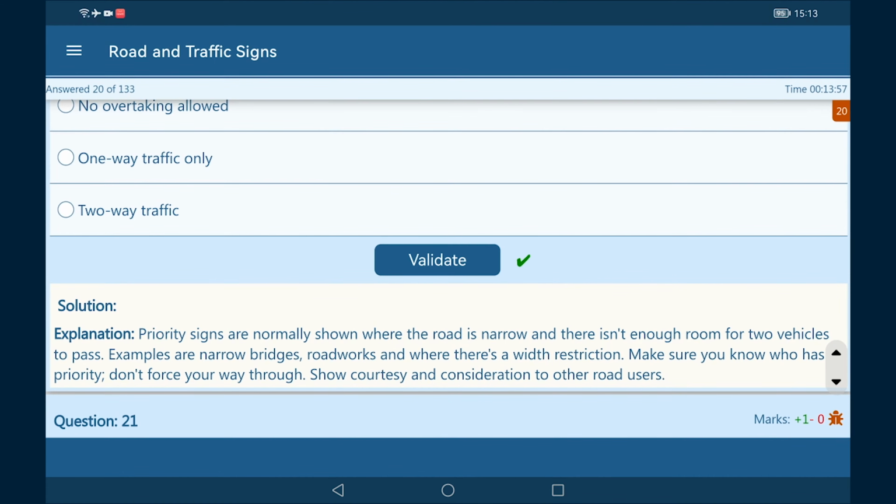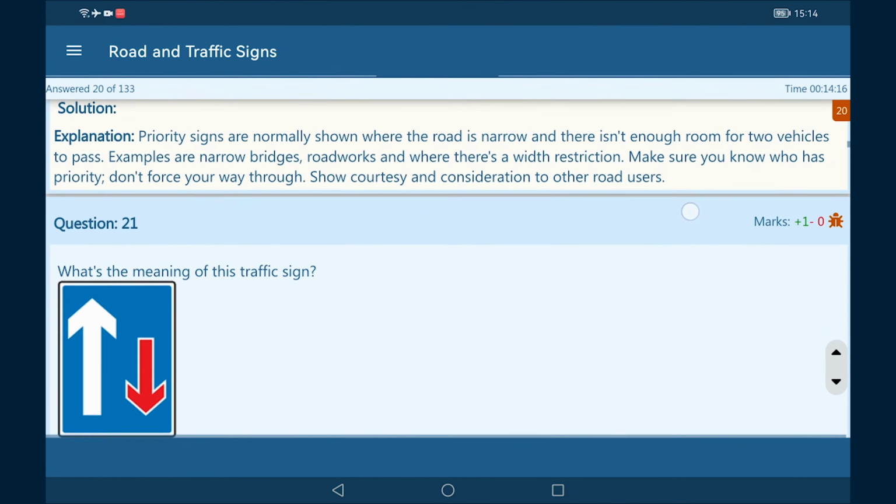Explanation. Priority signs are normally shown where the road is narrow, and there isn't enough room for two vehicles to pass. Examples are narrow bridges, roadworks, and where there's a width restriction. Make sure you know who has priority. Don't force your way through. Show courtesy and consideration to other road users.